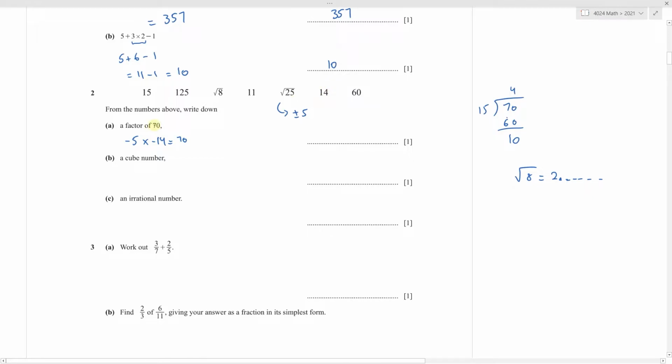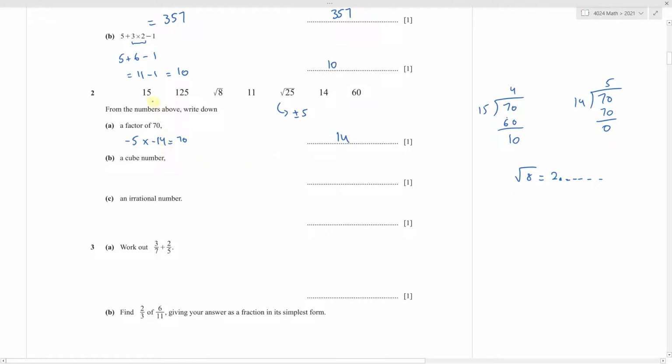14 is a factor of 70. So if you divide 70 by 14, 14 times 5 is 70 and your remainder is 0. So 14 can divide 70 completely. So in that case, your factor here is 14.